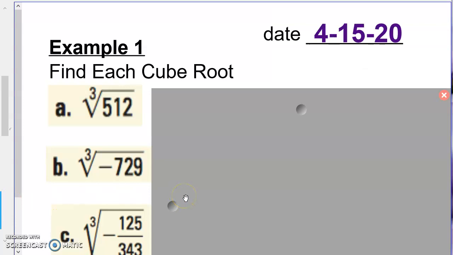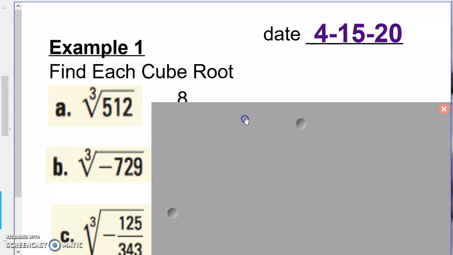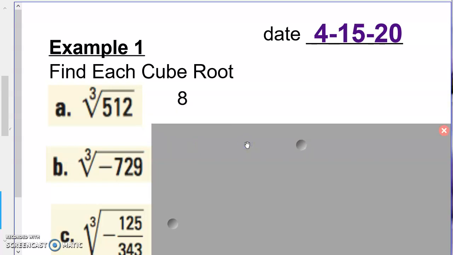So for the lesson, example 1 says find each cube root. Using your calculator, you would use whatever method you use on the calculator that you use. You're finding the cube root of 512, and you should get the answer of 8.